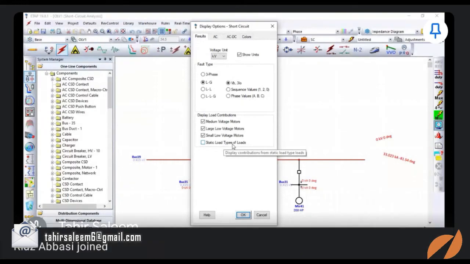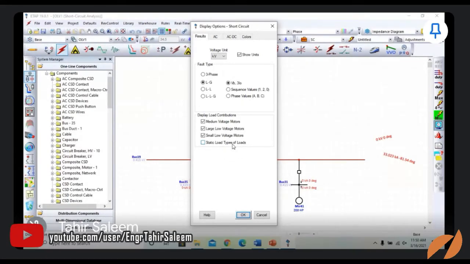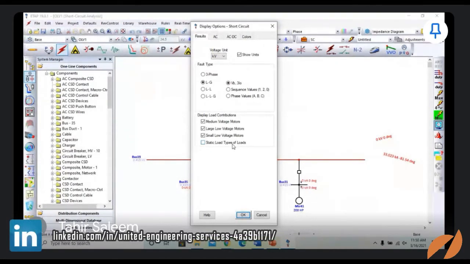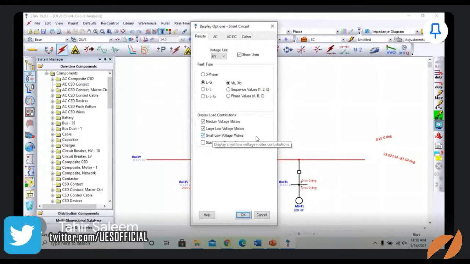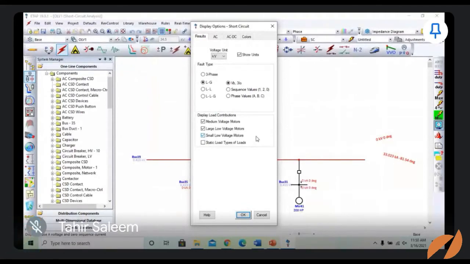Now you can also change whether you want to see the contribution of the loads in the short circuit or not. If we remove the medium, large or small low voltage motors here, then we will experience a lower value even in the maximum short circuit fault, because we have eliminated the load contribution from these display options.